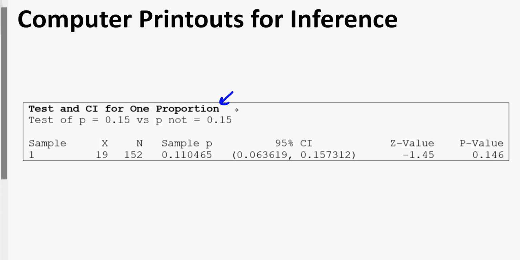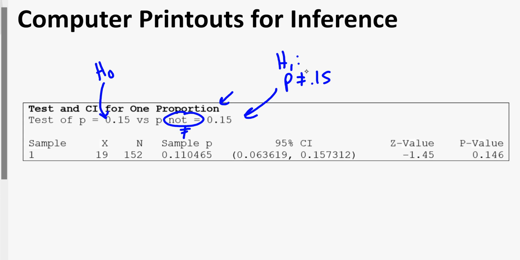This says test of p equals 0.15 versus p not equal to 0.15. So this is giving our null hypothesis. This is p is not equal to. So that's how they do it in the computer printout. That's the not equal to. So p is not equal to 0.15 is our H sub 1. That's our alternative hypothesis. So that's given right there. Those are our 2 hypotheses.